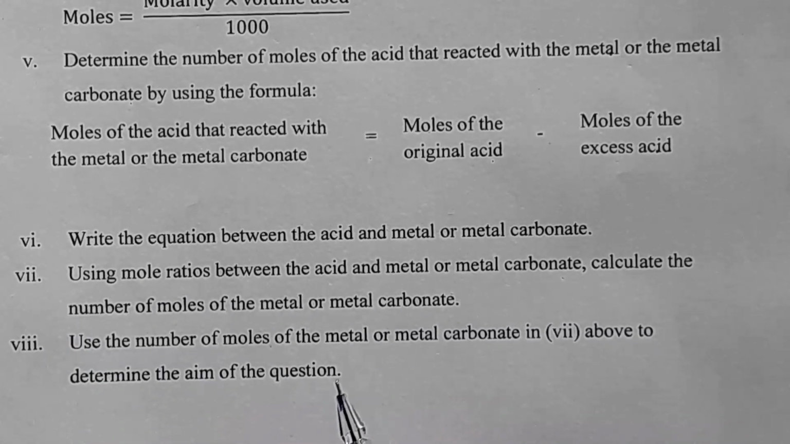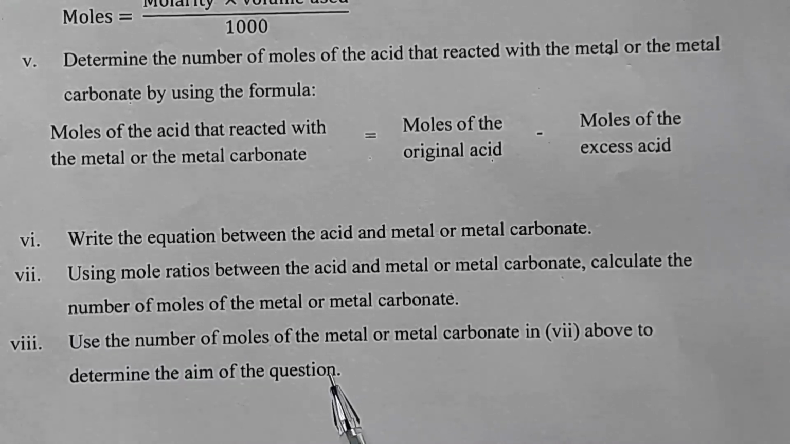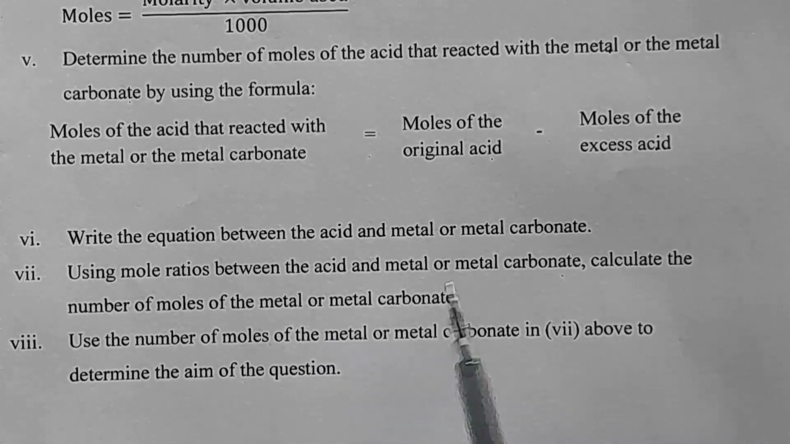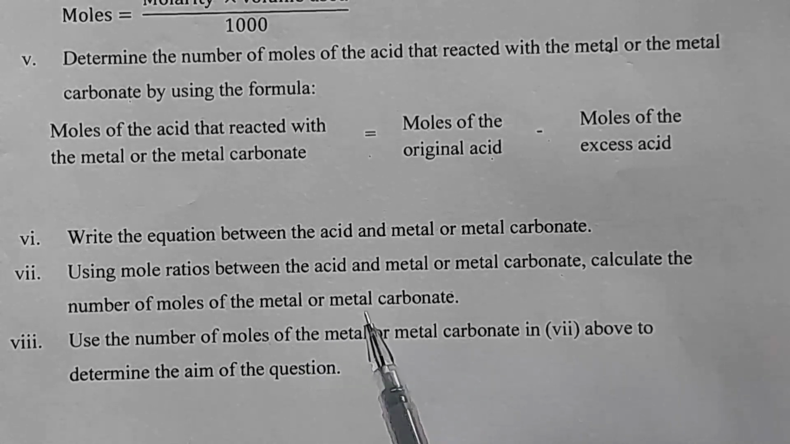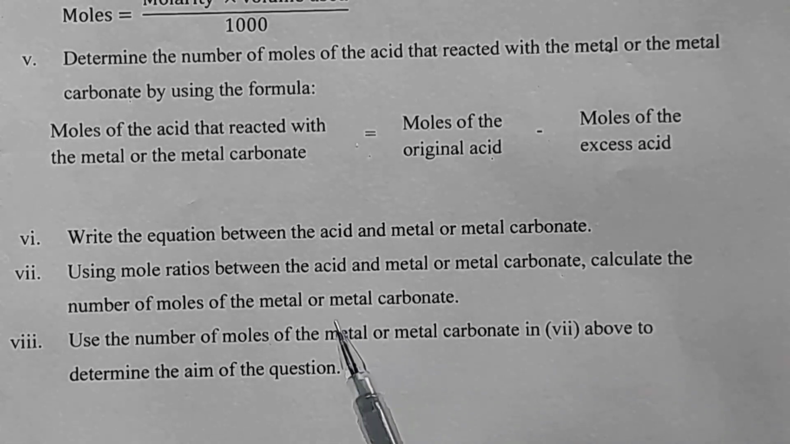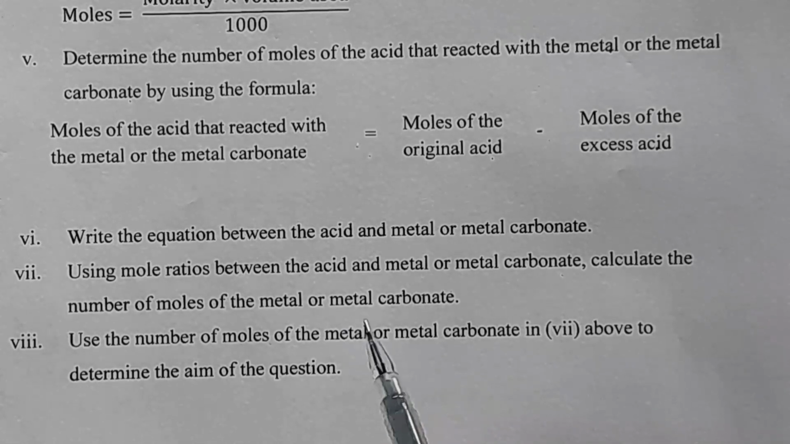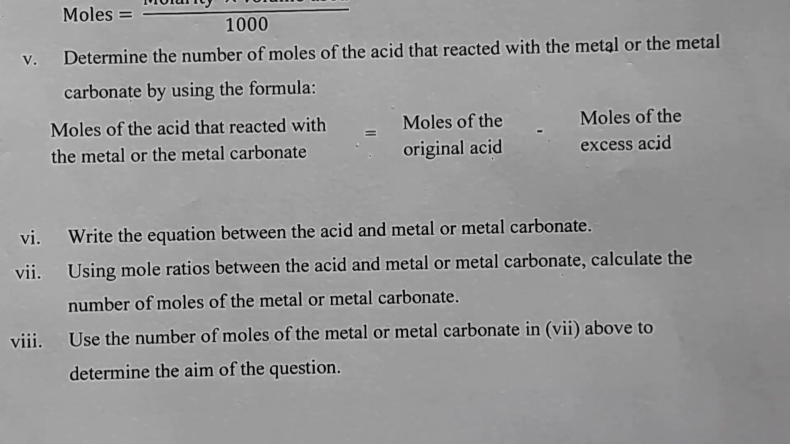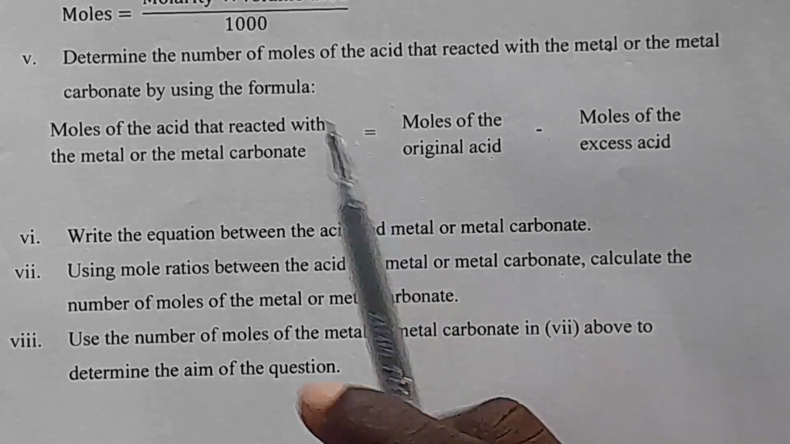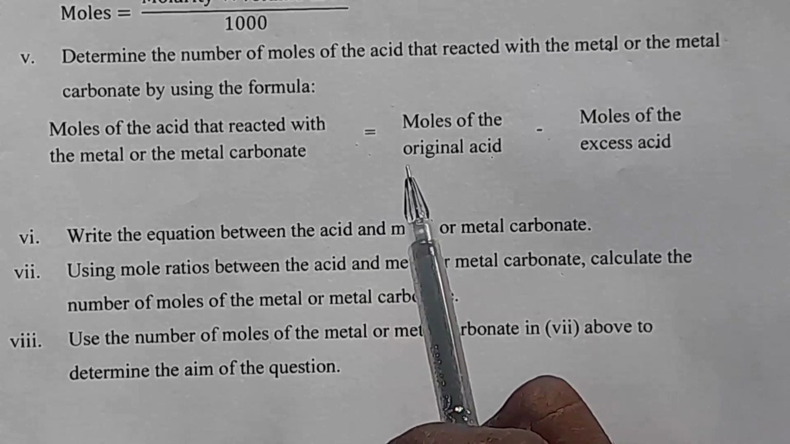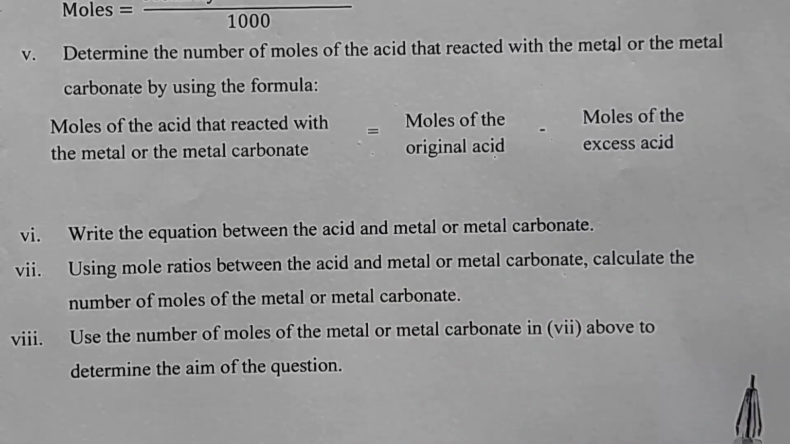Then lastly, aim number C, determining the percentage purity of the analyte. You have to get, first of all, the mass of the analyte, that's the metal or the metal carbonate. Then thereafter, do the percentage purity by taking mass divided by the original mass, then multiply by 100, and you will get the percentage purity of the analyte. That is the general steps or procedures of solving back titration questions. So students, if you have all these procedures on your fingertips, you are able to tackle all back titration questions.